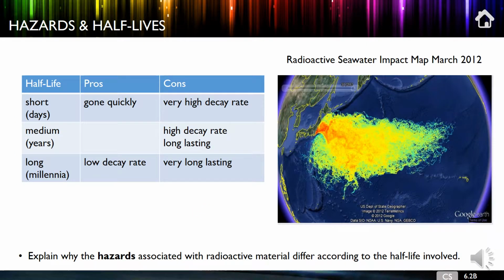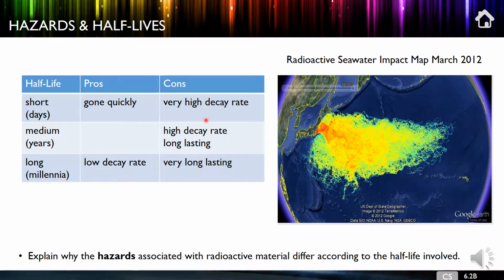So half-lives, we've got pros and cons here. So a short half-life might be days or even minutes. A long half-life can be thousands of years or even millions of years. Now, if you're dealing with the same amount, say a kilogram, if you've got a short half-life, well, the upside is it's gone pretty quickly. After 10 days, it's almost all gone.